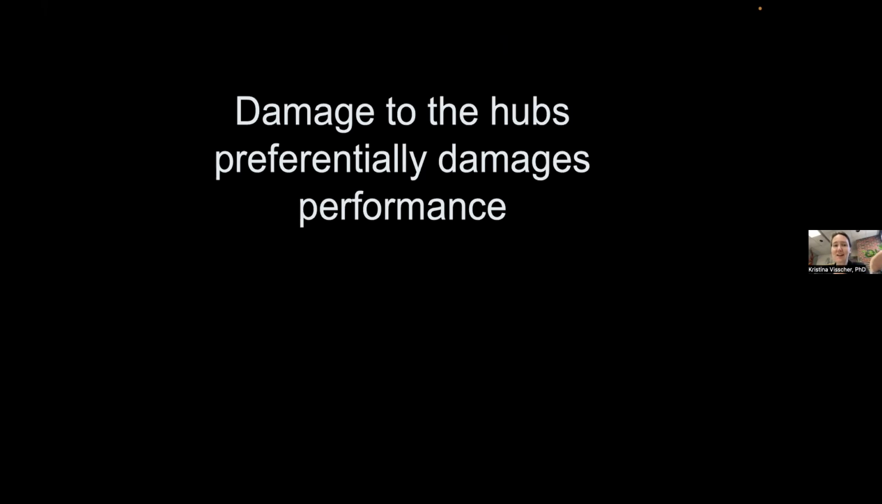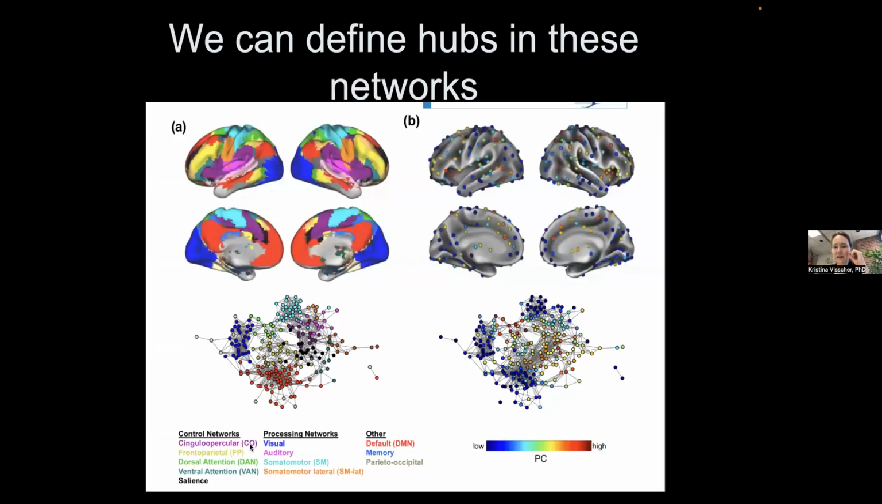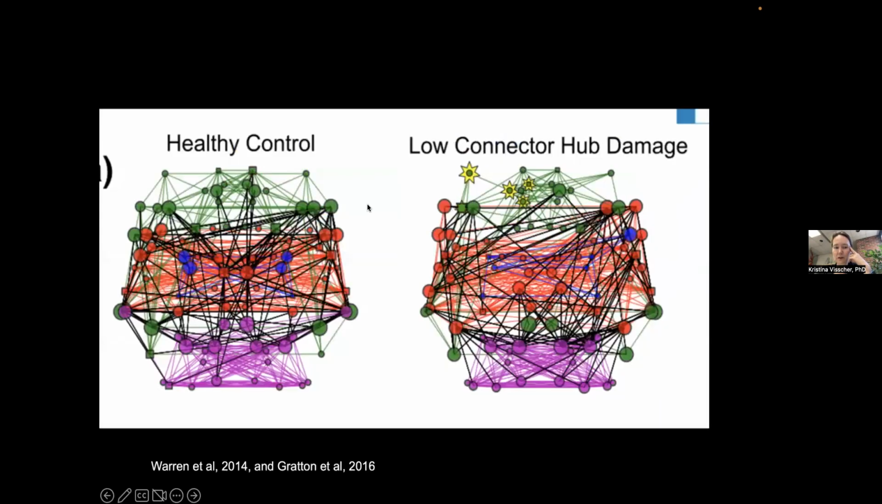So one question is, how does damage to specific nodes in these brain networks damage performance? For example, this is another representation of the same general idea. Each of these circles is a brain area. Each of the lines is a pretty strong functional connection. And the circles that are bigger have more friends, basically. They have more functional connections. And so this is representing what's happening in a healthy control.